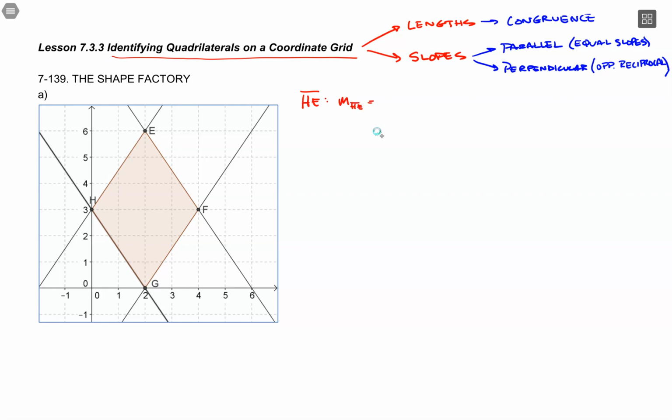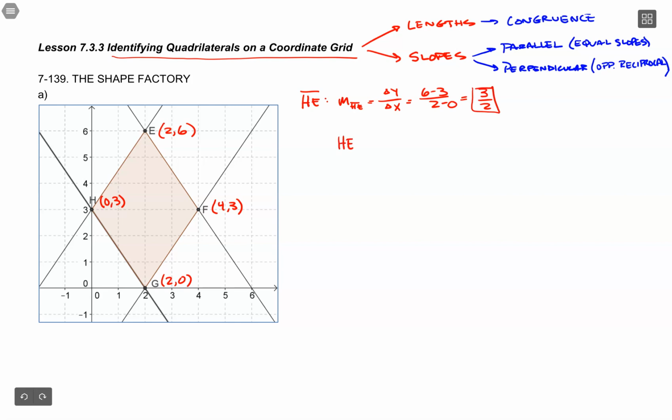Easy enough to count the squares on the grid here, but I'm going to go ahead and run through the formula just to give you some practice. Might be helpful to write out the coordinates of each of these points first. H is at 0, 3. G is at 2, 0. F, that's 4, 3. And E, that's 2, 6. So the slope of HE is delta y over delta x. That's 6 minus 3 over 2 minus 0, 3/2.